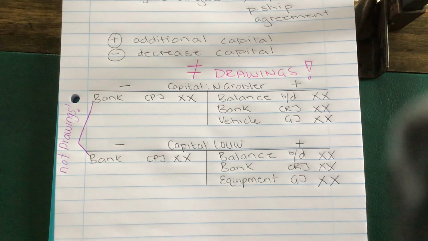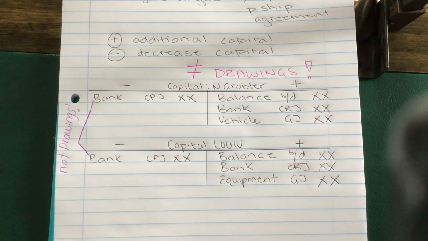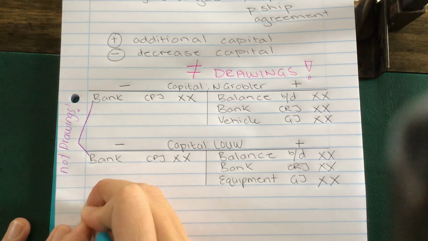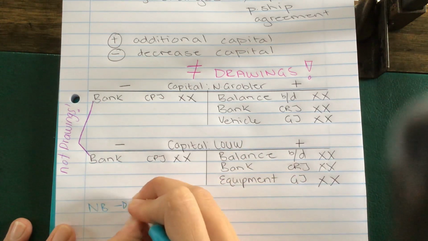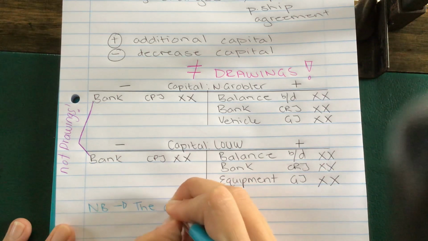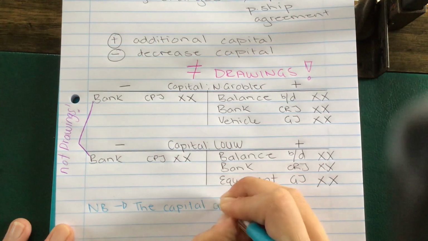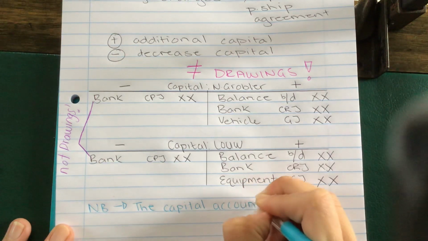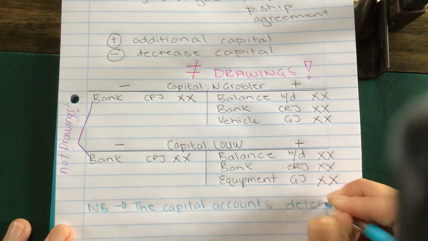Okay, perfect. Now, when we discuss this capital, what's super important, so let's do it in this color, in blue, okay, the capital amounts, or the capital accounts even, they determine how profit will be split.